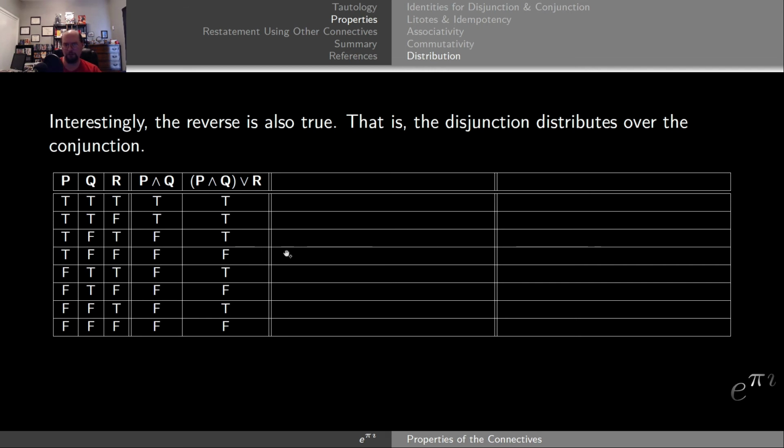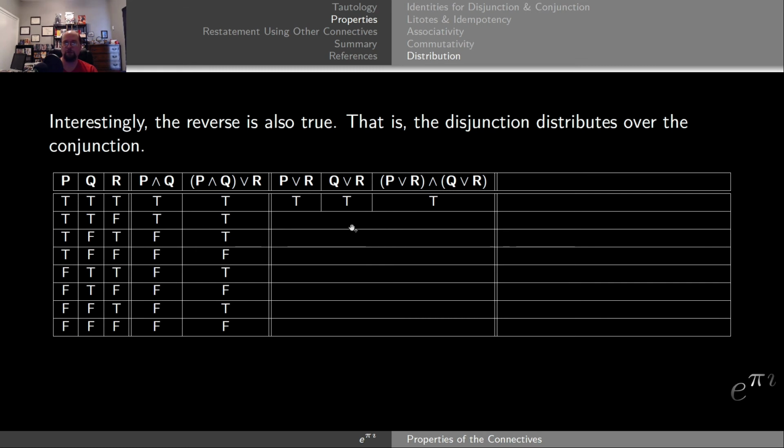Now, if I was able to distribute, the result should be this. I will take P disjunction with R, Q disjunction with R, and then conjunction the results. So let's see how that goes. If R is true, then both columns of this junction will be true, giving that the conjunction will be true.